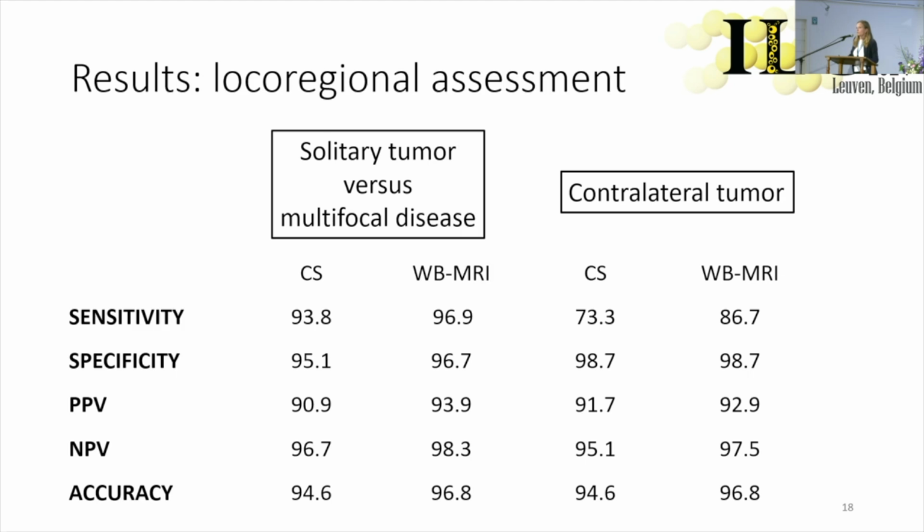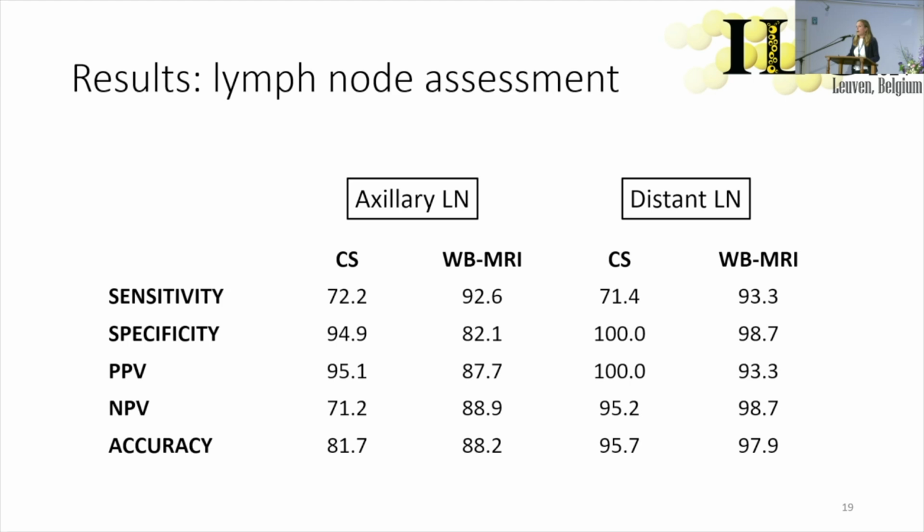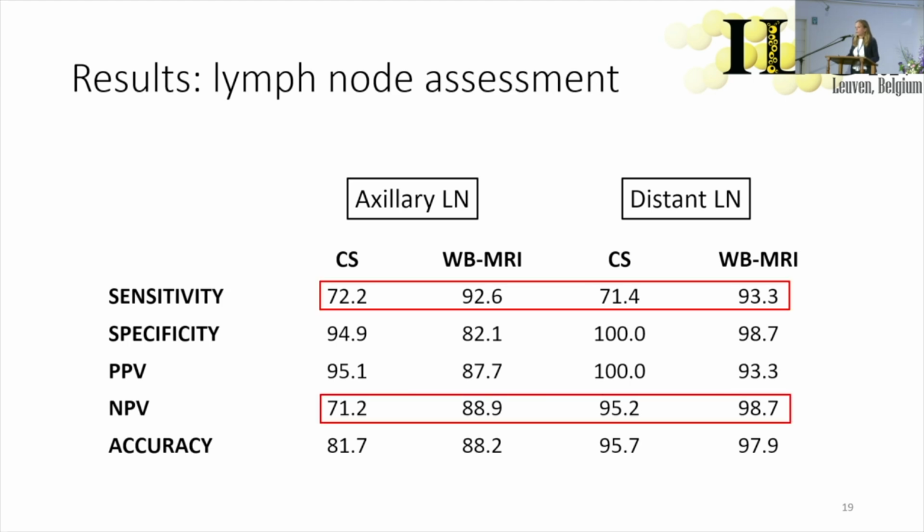So for the local regional staging, it was particularly interesting that the whole body MRI was a little bit more sensitive for the detection of contralateral breast tumor involvement. And for the lymph nodes, we saw that the sensitivity also really increased with the use of the whole body MRI, and which is many times also very important, if we didn't see any suspicious lymph node on the whole body MRI, we were quite sure that there wasn't any. So a very high negative predictive value of nearly 99%.